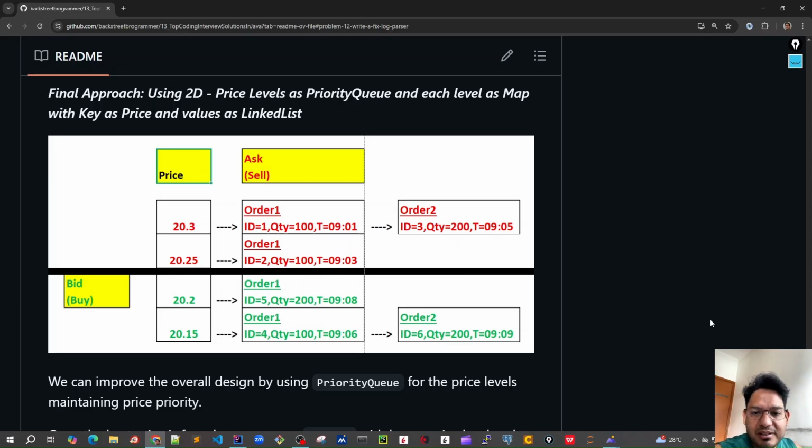So this will be our final design. We will be using our 2D order book design, as we just discussed. And for maintaining the price levels, we are going to use a PriorityQueue just for maintaining this price priority. And for the corresponding orders, you can see a linked list here, right? For that, we are going to use a hash map with the price as the key, and the value would be a doubly linked list for this whole chain of orders at the same price.